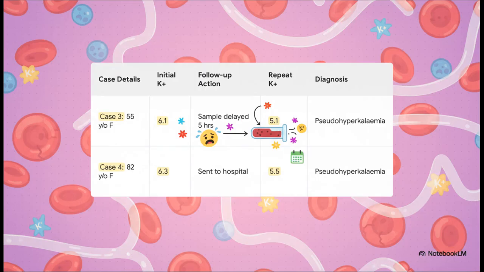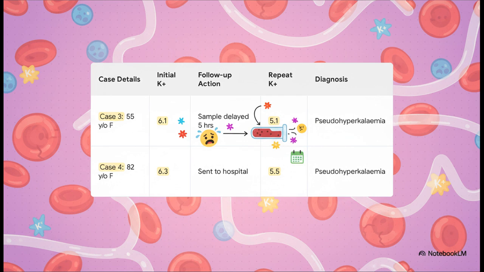Now, these last two cases show us a completely different but equally vital pitfall: pre-analytical errors. In case 3, a lab result comes back showing a dangerously high potassium of 6.1, but then you find out the blood sample sat around for 5 hours before it was processed. A repeat sample comes back at a much more reasonable 5.1. Same thing in case 4, an 82-year-old has a potassium of 6.3. She gets sent to the hospital, but when she gets there and they recheck it, it's only 5.5.